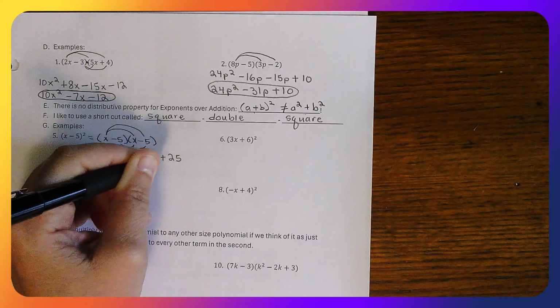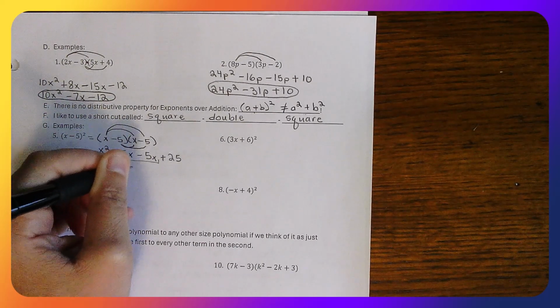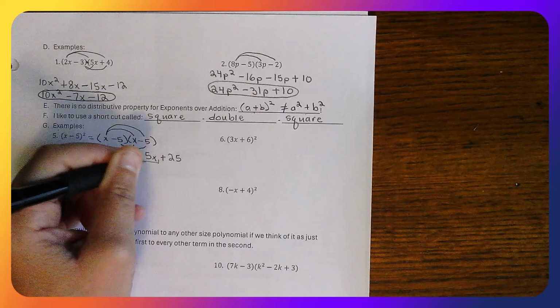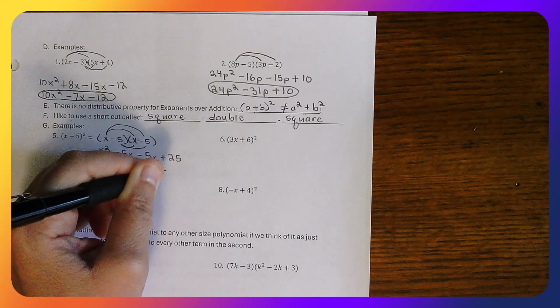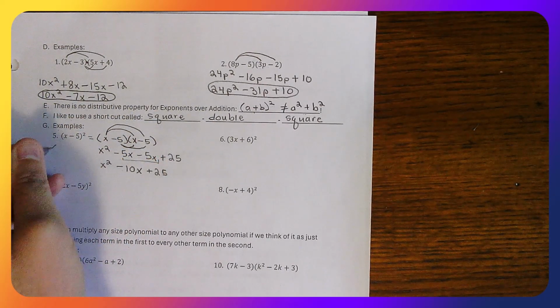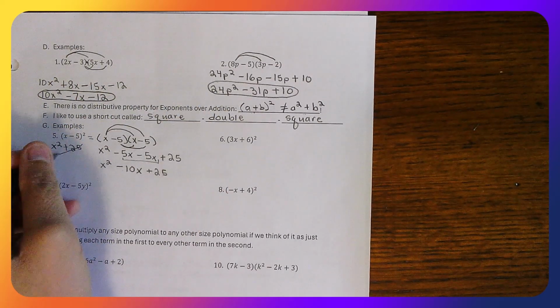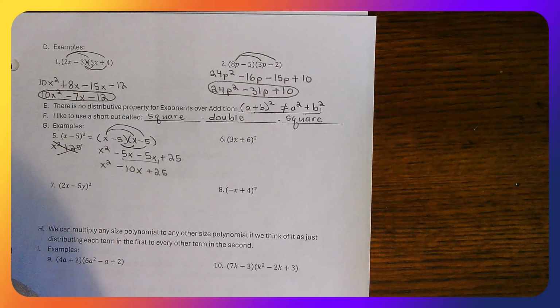Just like before, because you have the same variables, your outer and inner terms are going to be like terms, so you add negative 5x plus a negative 5x is a negative 10x plus 25. So you can see that this is not x squared plus 25. That's what some people try to do. It's x squared minus 10x plus 25.